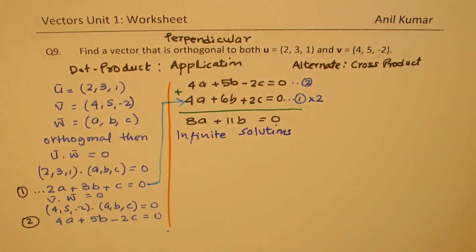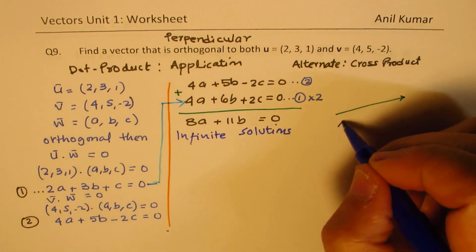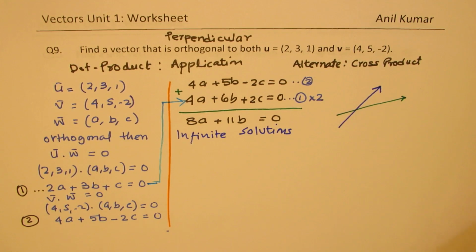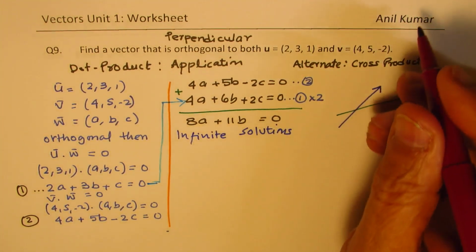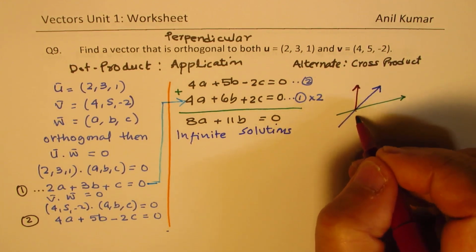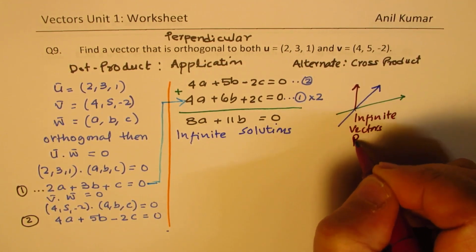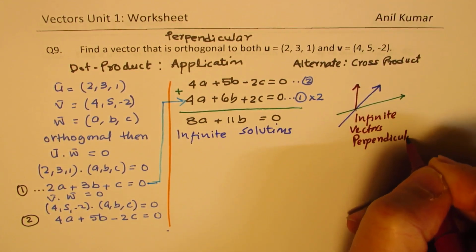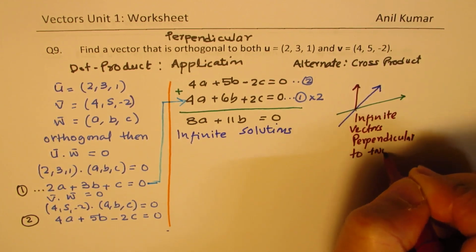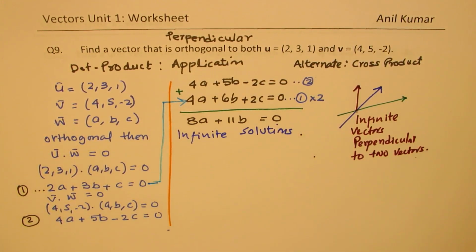It makes sense. When you have these two vectors, let's say we have a vector u on this plane and we have another vector v, right? In that case, all the vectors which are perpendicular to the paper will be perpendicular to them. Do you see that? So we say we have infinite vectors perpendicular to two vectors, right? Since on this plane every vector like this will be perpendicular and all are solutions. So we have a parametric solution here, right? So we call this a parametric solution.